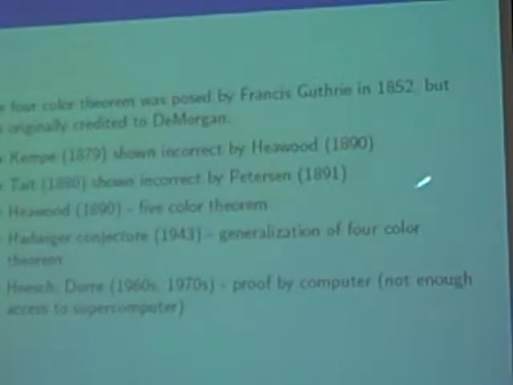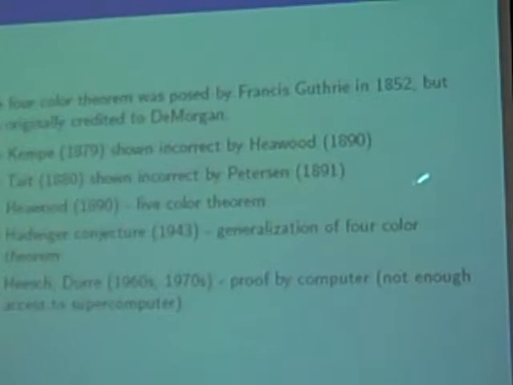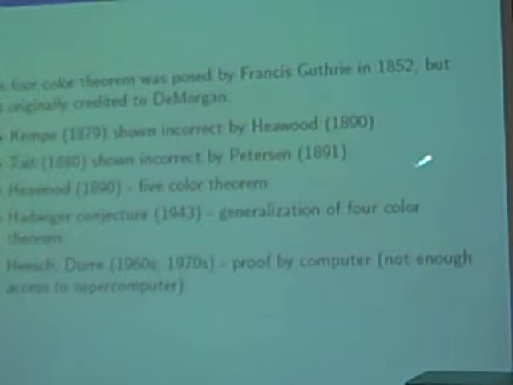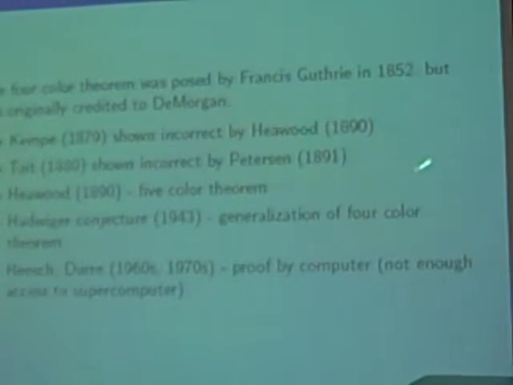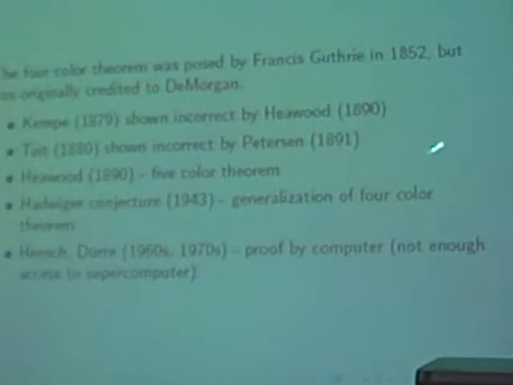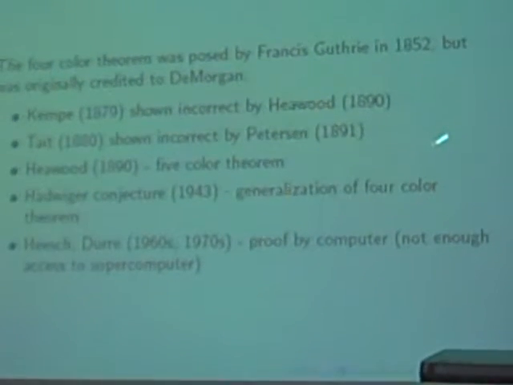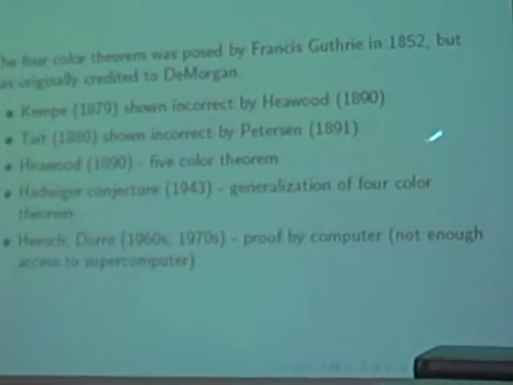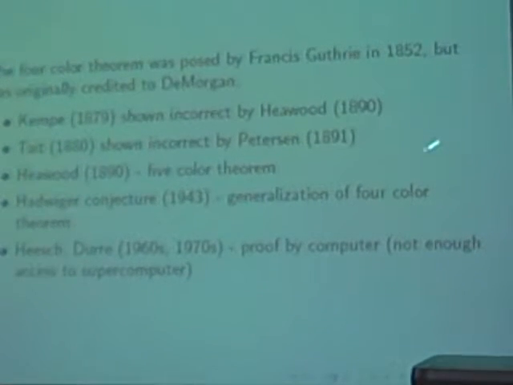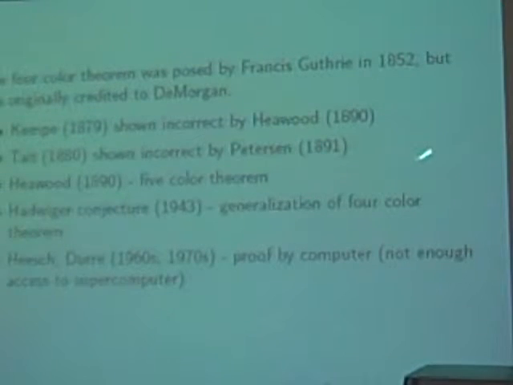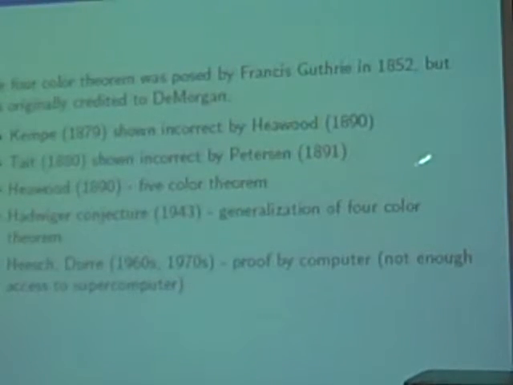And just to give you an idea of the history of this theorem, I think it's interesting. It was originally posed in 1852 by Francis Guthrie. It was actually originally credited to De Morgan because I think Guthrie's brother was working under De Morgan, so he ended up originally posing it in a letter. And so that was in 1852.